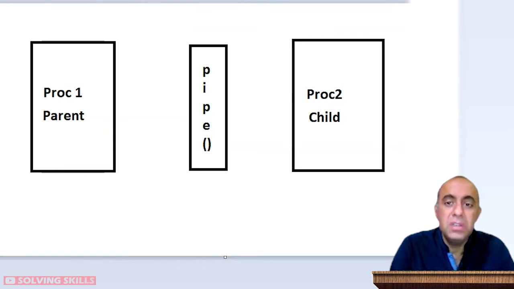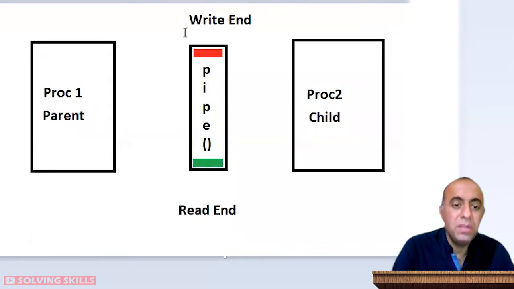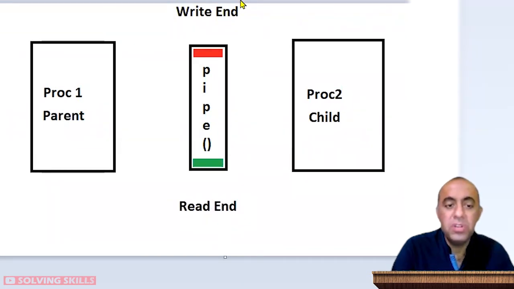And there are two ends to this pipe. One of the ends I am calling the write end. This is the write end. And the other one is the read end. I'm showing the read end with green and the write end with red. And the thing with this model is that the role of both the ends doesn't change, right? So the role stays the same for both the processes.